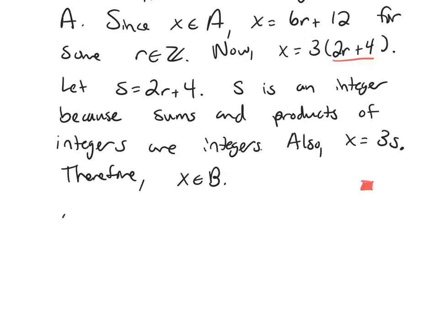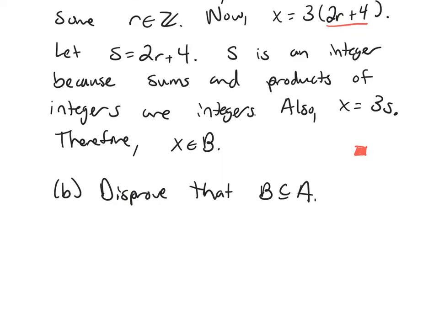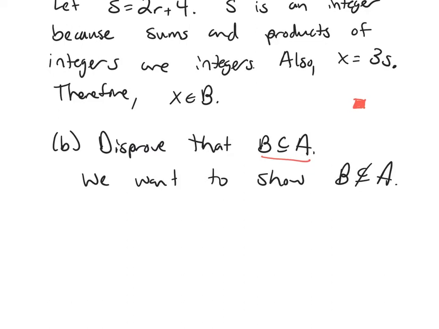All right, now part B, what I want us to do is disprove that B is a subset of A. So if we're trying to disprove this, what we want to say is that that's not true. So we want to show B is not a subset of A. So go back earlier to our definition. What does it mean to not be a subset?